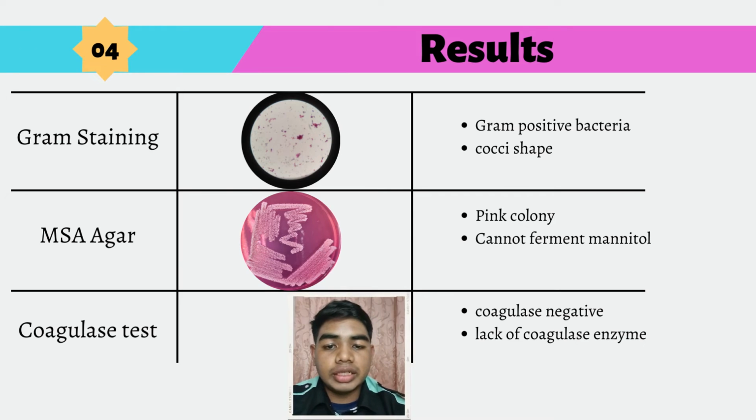The result of my study is shown in the slides. I have done gram staining to identify the morphology of S. epidermidis, also streaking on MSA agar, and done a coagulase test to differentiate Staphylococcus aureus and S. epidermidis, due to S. epidermidis lacking the coagulase enzyme.